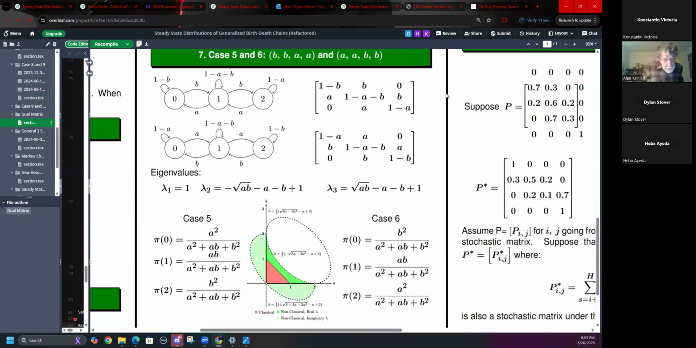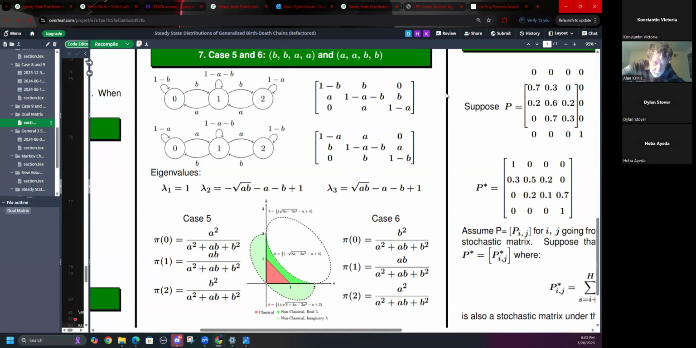Why are the two cases in here grouped together? Because they have the same eigenvalues. Notice one of the eigenvalues is again one, but this time the eigenvalues are not quite as complicated as the previous one, but they still have a square root in there. Now, what's interesting here is the region. The steady states are more complicated in this case than in the previous one.